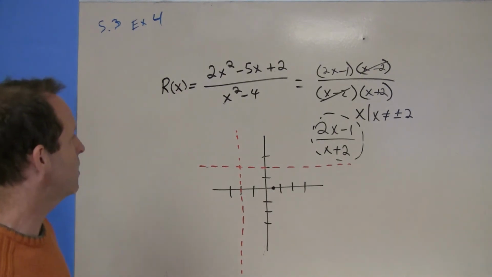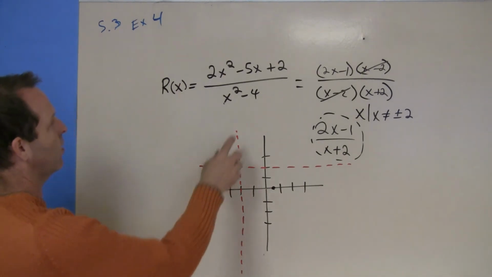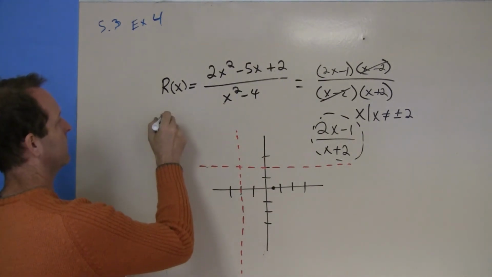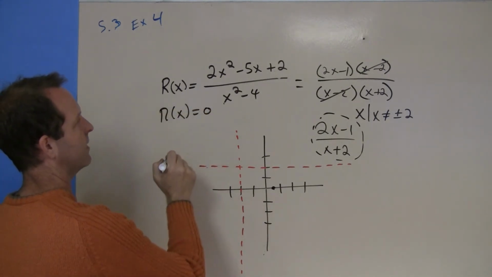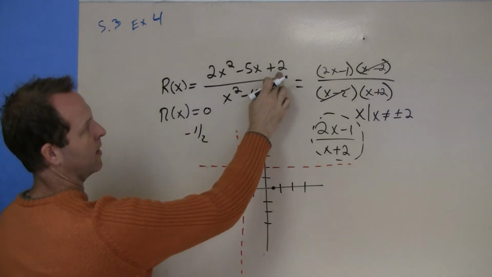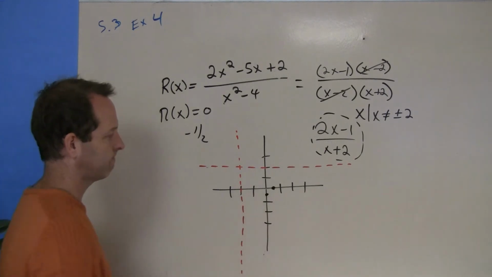I can also determine where the graph crosses the y-axis. It crosses the y-axis at the point -1/2. That's where r of x, at x equals 0, equals -1/2. Plus 2 over -4 makes it -1/2, so right down there.